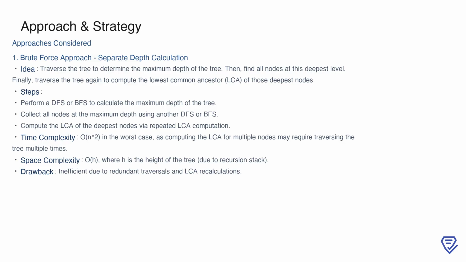While this approach is straightforward and easy to understand, it is inefficient because it involves redundant traversals, particularly during the repeated LCA calculations. This inefficiency makes it impractical for larger trees, as the time complexity can grow to n squared in the worst case, where n is the number of nodes in the tree.